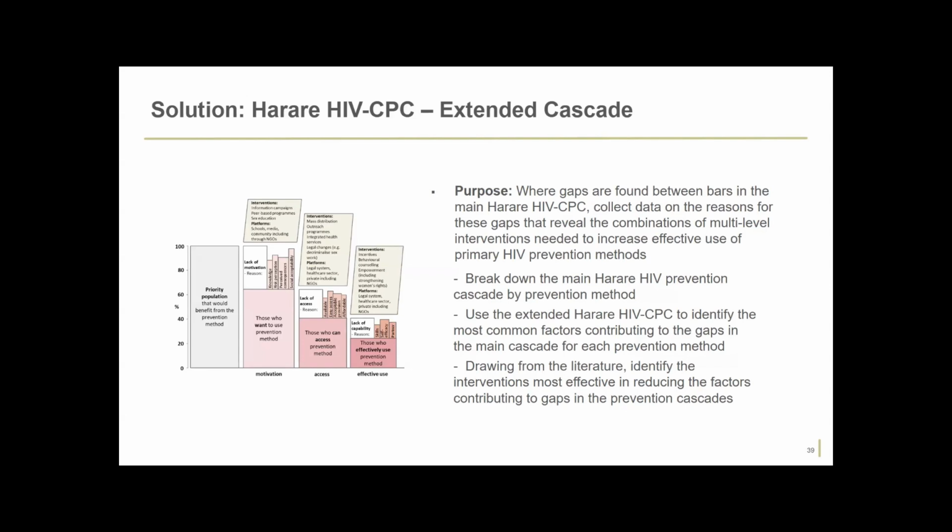Then access, the same thing, the reasons. We also explain interventions and, for those that effectively use these particular preventions, why do they lack the capability to use? What are the reasons? Could it be the partners? For example, if this is a female condom, is it due to partner influence, etc.? And what are the possible interventions that can be implemented to really increase effective use of this primary HIV prevention method? So the issue is about the gaps and revealing the reasons why we have such gaps in uptake for these different prevention methods. Let's move on.